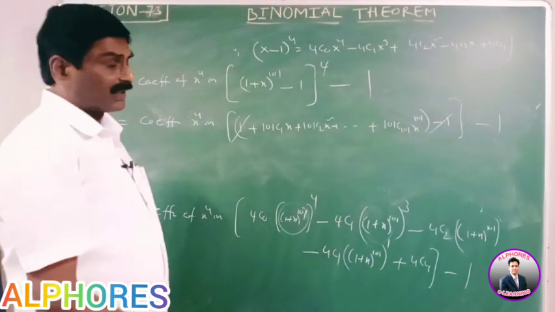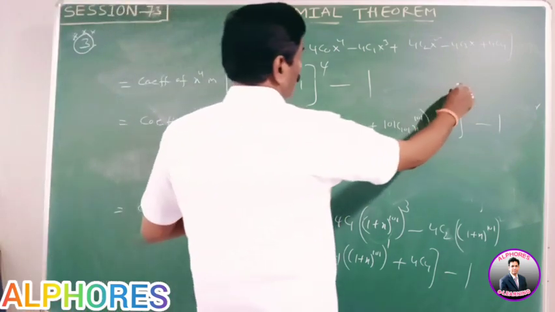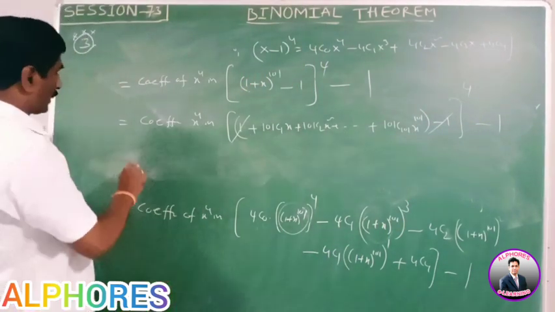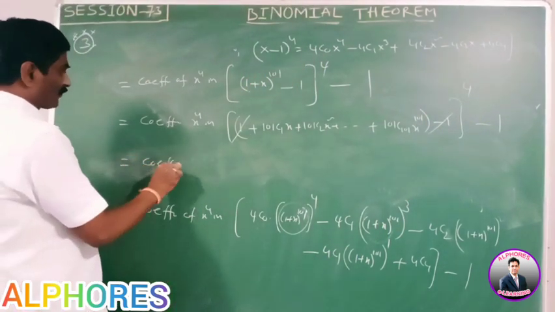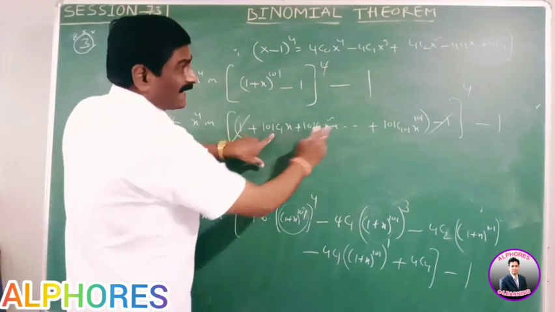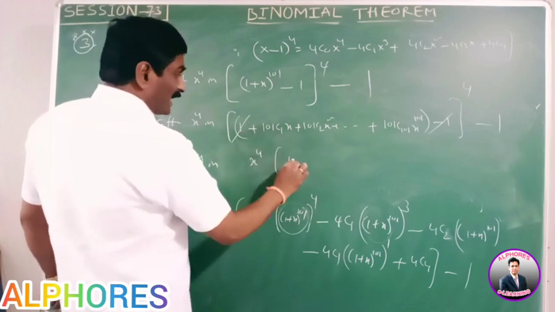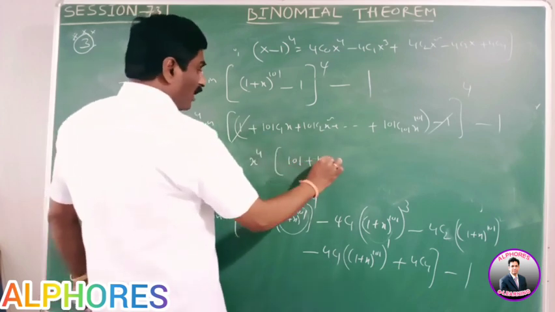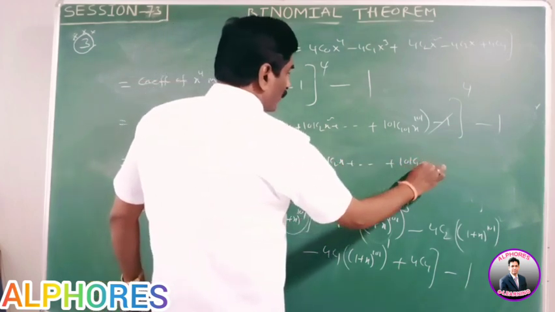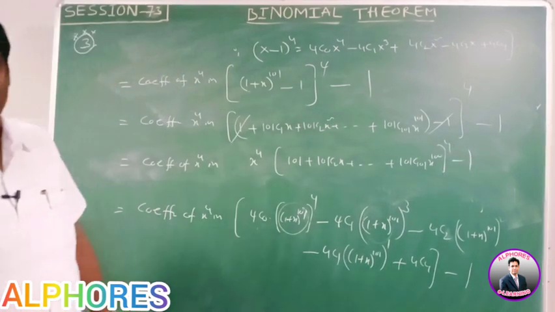Please observe this value. Here what is the common term? The whole power is 4. What is the common term here? x is the common term. That means the coefficient of x power 4 in x power 4 into (101 + 101C2 into x plus so on, 101C101 into x power 100) whole power 4 minus 1. Any doubt in this value?